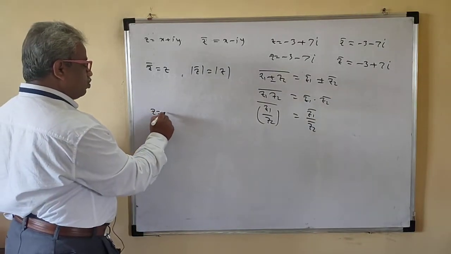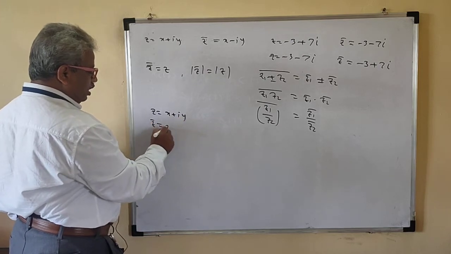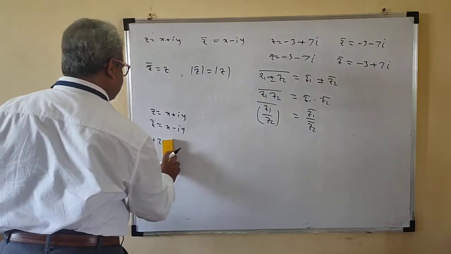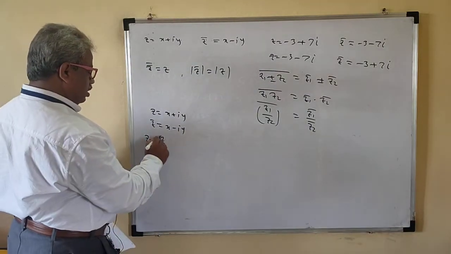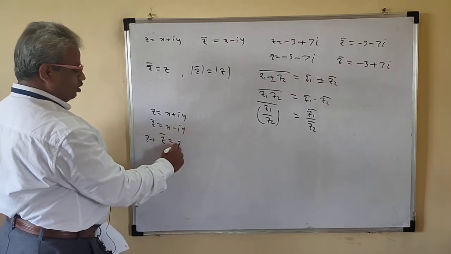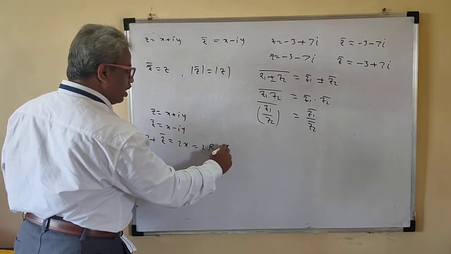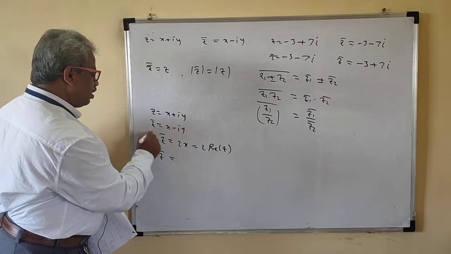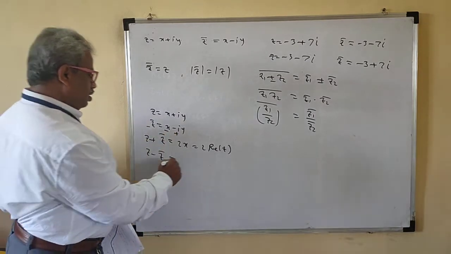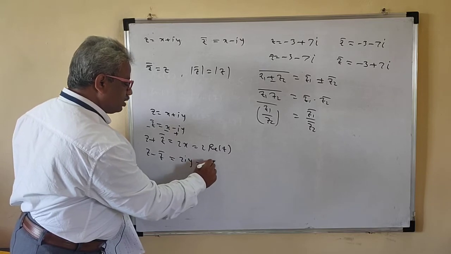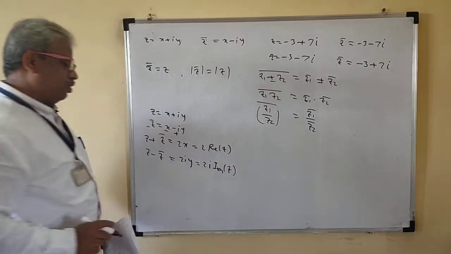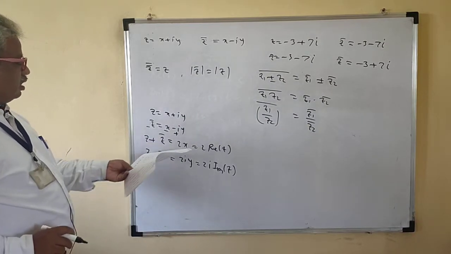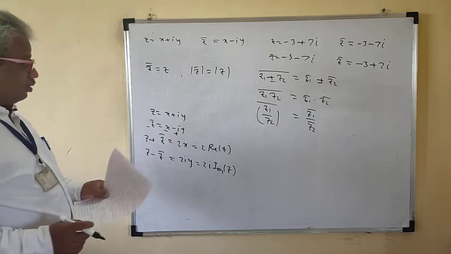Suppose Z is equal to X plus iy. What is Z bar? X minus iy. What is Z plus Z bar? This gets cancelled, so this is twice X, meaning 2 into real part of Z. X means the real part of Z. What is Z minus Z bar? Minus, minus becomes plus now. This is twice iy, so this is twice i, imaginary part of Z. So you should remember this: Z minus Z bar is this, Z plus Z bar is this.